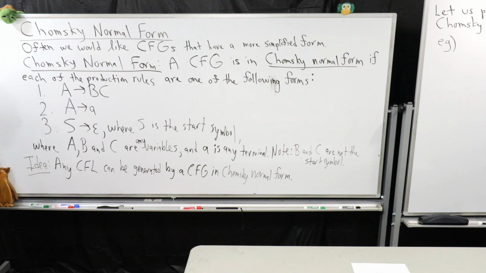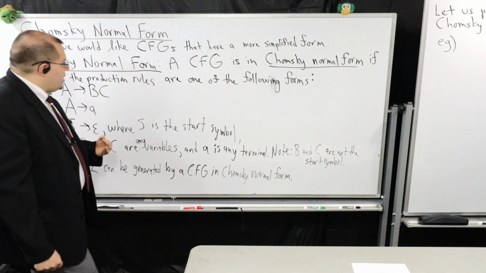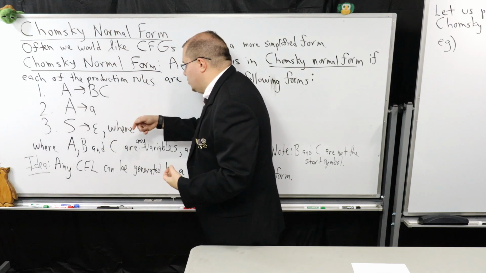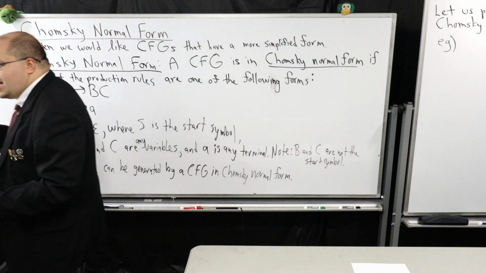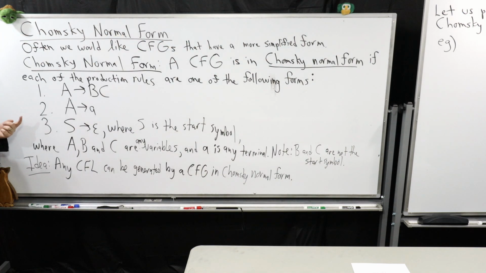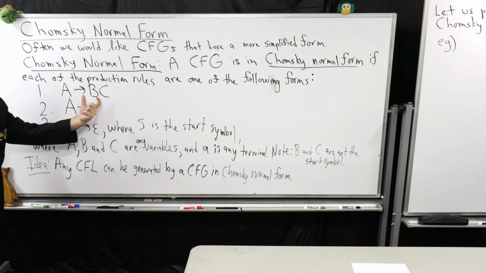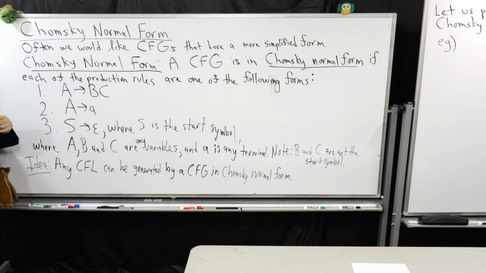So we call a context-free grammar Chomsky Normal Form if it satisfies one of the following forms for each of our productions. There are 3 of these here. Every one of my production rules has to fit one of these 3 rules. The first one is that I have a variable on one side, the head of the production, and then I have 2 variables in the body of that production.